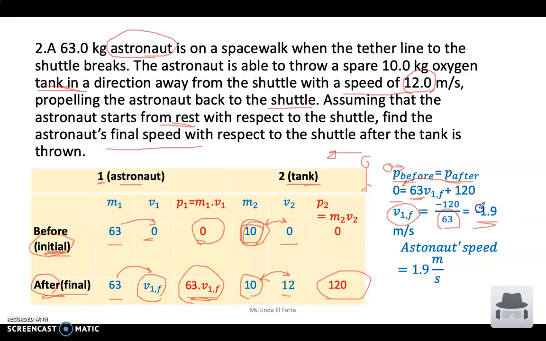Now remember, negative is a direction. So that means the speed of the astronaut is 190 in the opposite direction. Now I still have two other questions. I will solve them in the next video, inshallah.